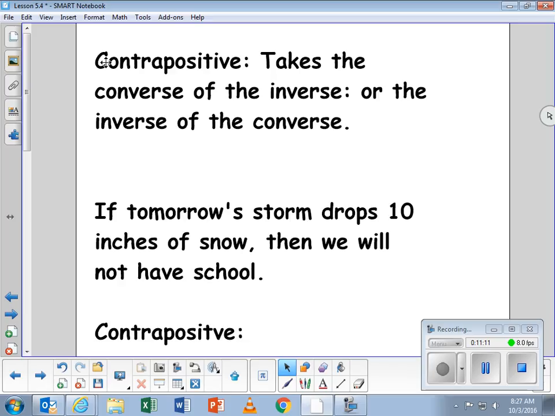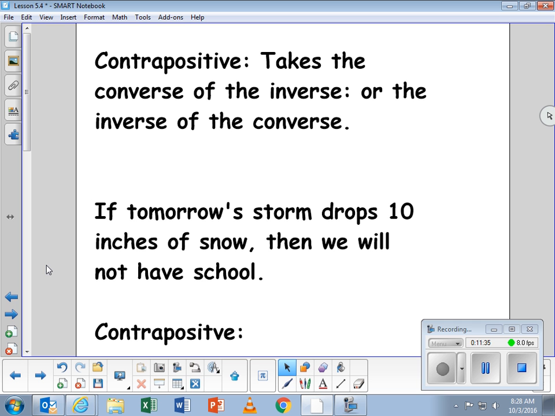The contrapositive. The contrapositive takes the converse of the inverse or the inverse of the converse. You can think of it either way. It's going to get you to the right answer. Okay? You can look at it either way. It will get you to the right answer.